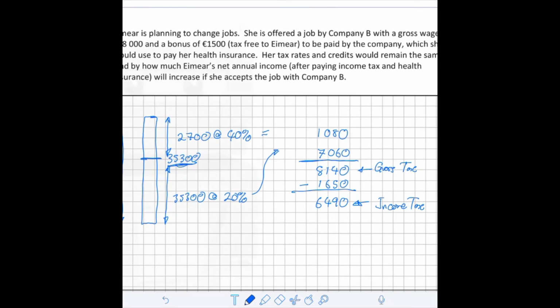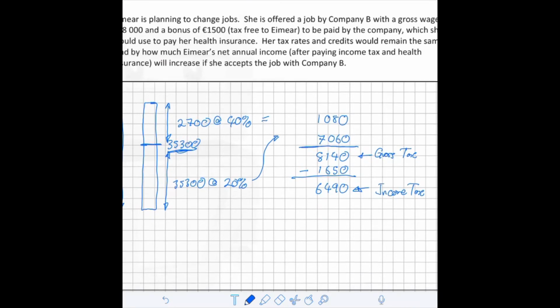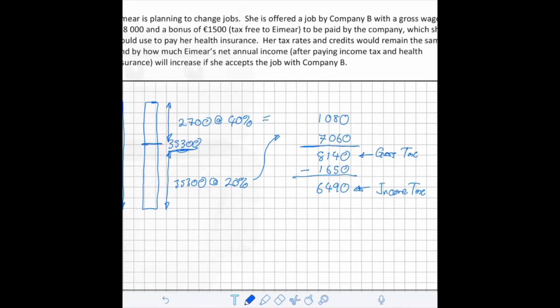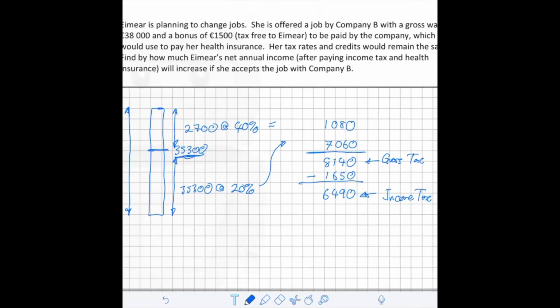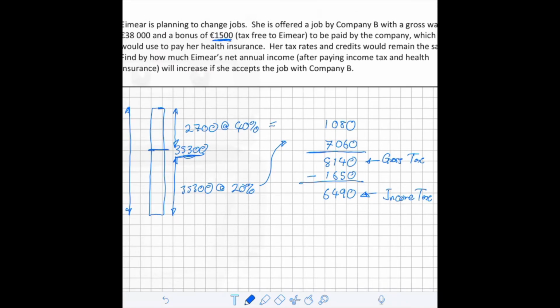Okay, now the company then. So how do we tackle this part here? Let's see what question we were actually asked to do. Find by how much Imre's net annual income after paying income tax and health insurance will increase if she accepts the job with Company B. Okay, so let's think about this. So this 1500 here, she doesn't really get to see that in this example.